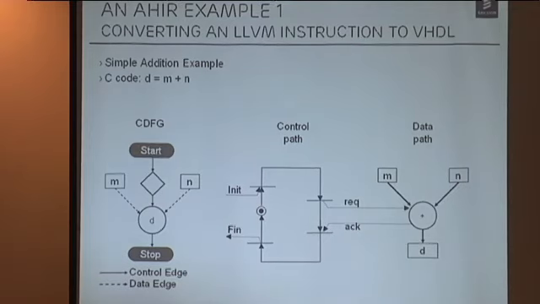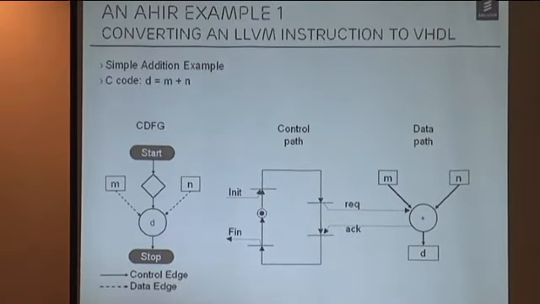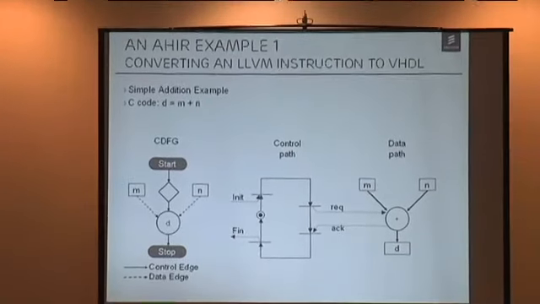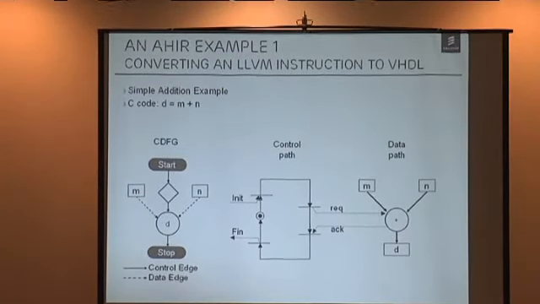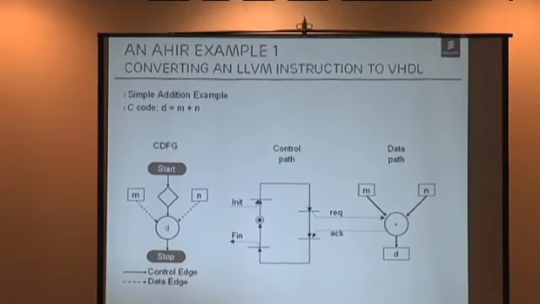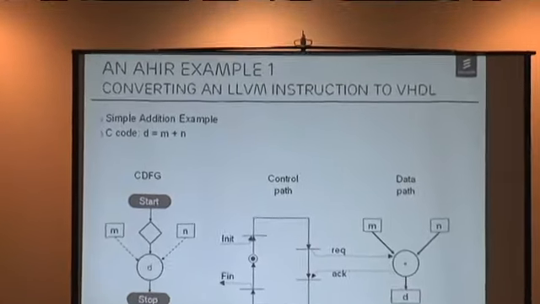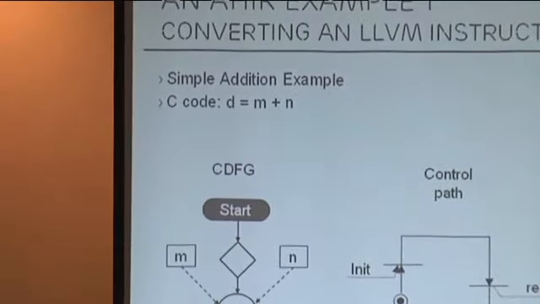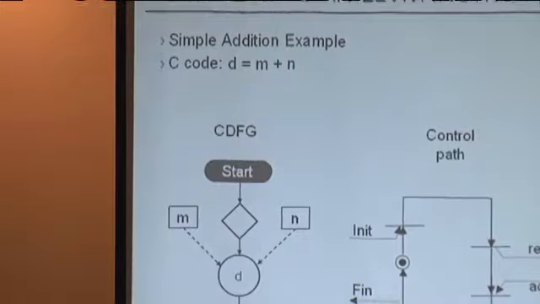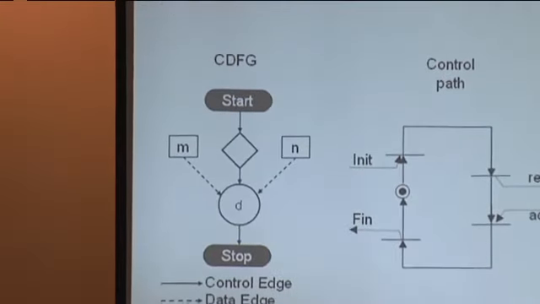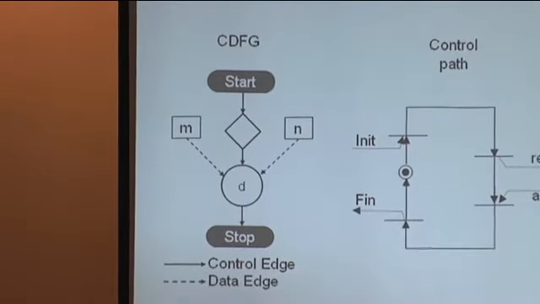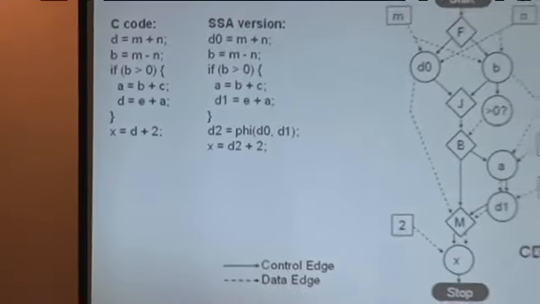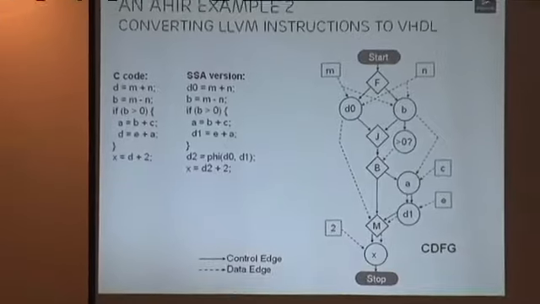Basically, you have the C code D equals M plus N. And this is fairly trivial. You only have one operation. You have the data path here, which consists of an adder. On the left side, you have a control and data flow graph merged together. And you can discern between the two by the line. Control edge is a solid line, data edge is a dotted line.